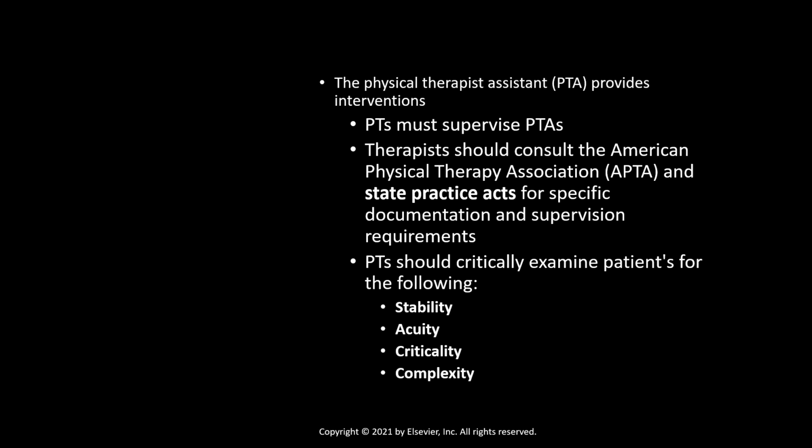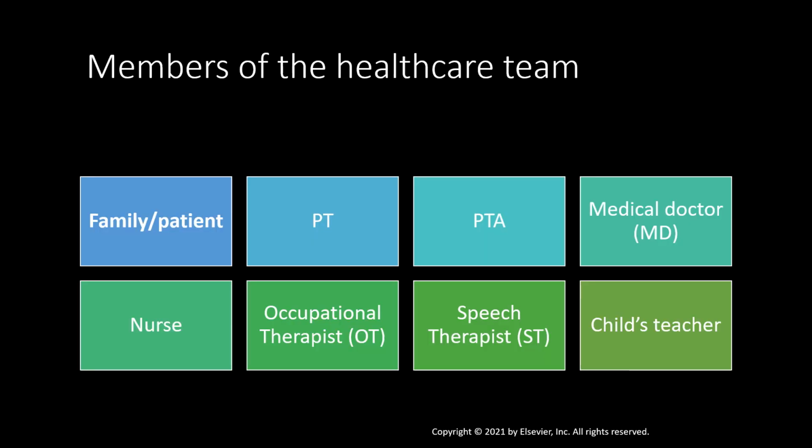When the PT is evaluating a patient with a neurologic condition, they need to critically examine the patient for stability, acuity, criticality, and complexity. Members of the healthcare team are going to include the family and the patient, who are going to be the most important members of the healthcare team. The patient and the patient's goals have to be the primary focus of the recovery process. Otherwise, you're not going to get that patient buy-in that's essential for patient recovery. We also have the PT and the PTA, the medical doctor, the nurse, the OT/OTA team, speech therapist, and the child's teacher when we're looking at pediatric populations.